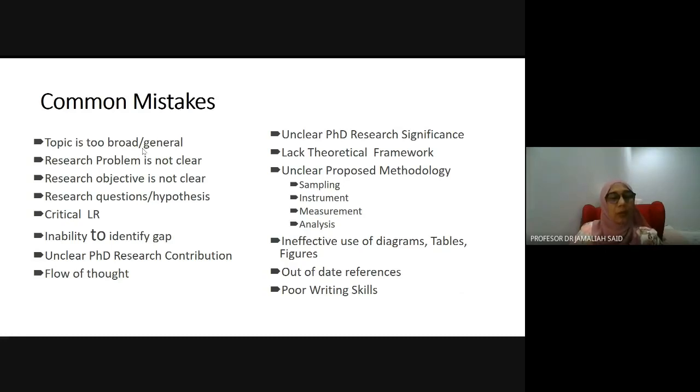Unclear research contribution, the flow of thought. Yeah, it is not easy to have a good flow of thought. Students are not sure whether to start from the dependent variable, or to start from theory, or to start with the independent variable. Any point should be okay as long as you have a good flow of thought. Unclear PhD research significance. Inshallah, along the way, the supervisor will help you to write. I know you know your contribution, but you are having difficulties to write the research contribution.